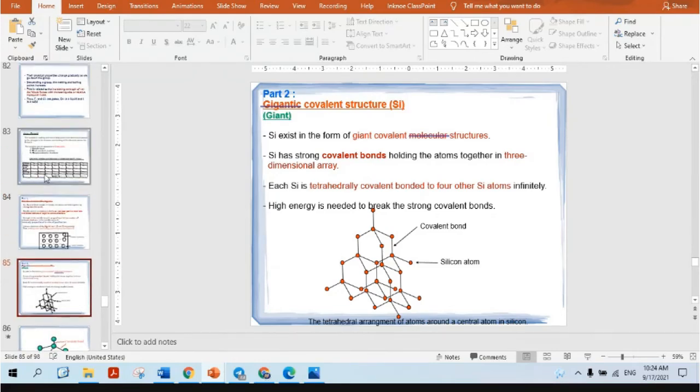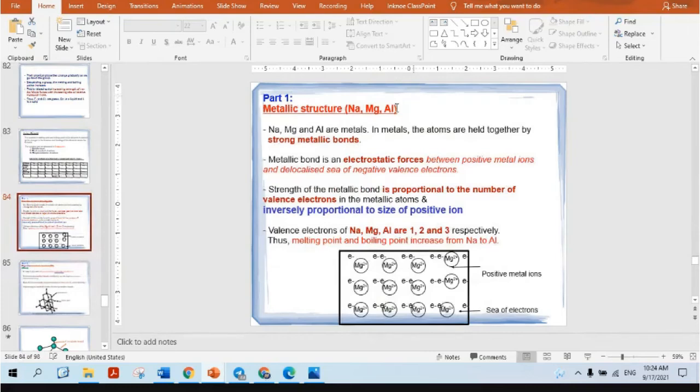After that is metal. Sodium, magnesium, and aluminium depend on the positive charge and the size as well. So when we talk about the metallic structure of sodium, magnesium, aluminium, we have to talk about metallic bonding. Metallic bonding is the electrostatic force between the positive metal ion and the delocalized sea of negative valence electrons.